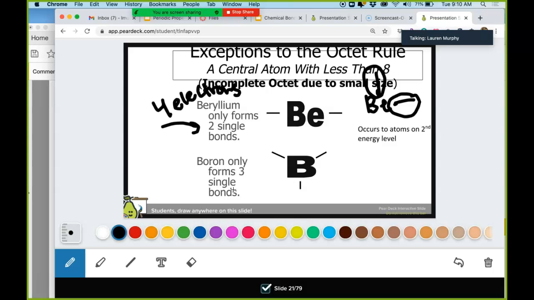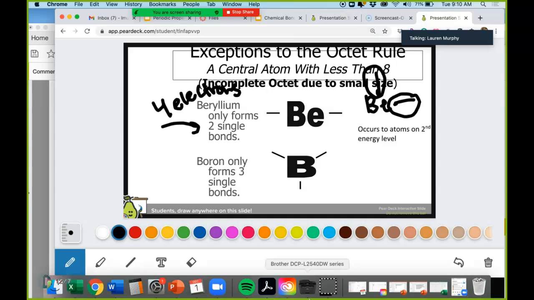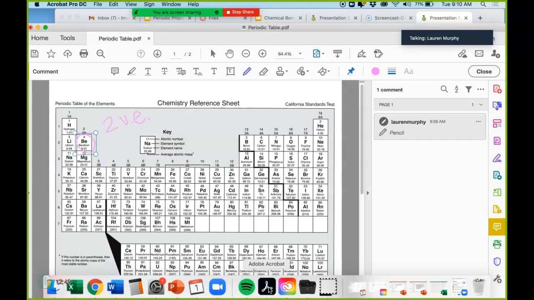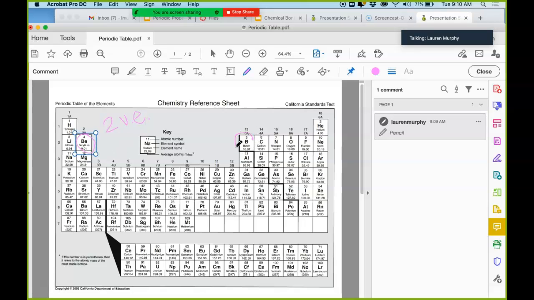So then let's look at another exception, boron. Boron is considered to have an incomplete octet. So if we go over here, boron is right here. So right, this is 1 valence electron, 2, 3, 4, 5, 6, 7, 8, and then this, except for helium, okay? So boron has 3 valence electrons, right? So 1, 2, 3. So it is okay bonding only 3 times.